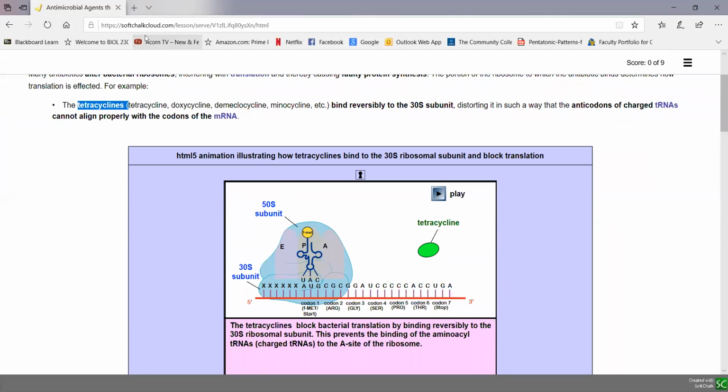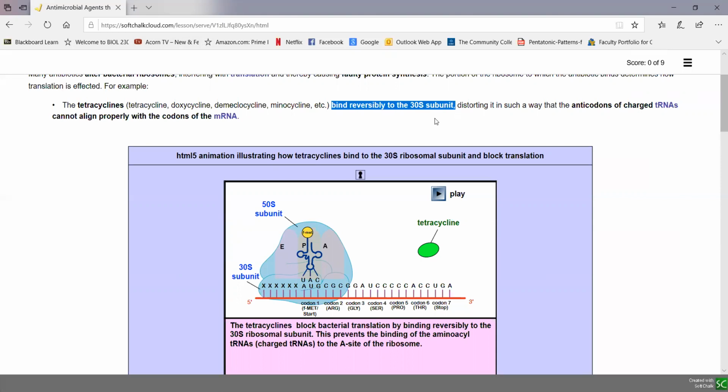Now, these drugs bind reversibly to the 30S ribosomal subunit. Binding reversibly means they can attach and they can come off, and they can attach and they can come off. And as long as they're attached, they're blocking translation. So drugs that bind reversibly to ribosomes are said to be static in action. They inhibit growth, but they don't always kill the organism.